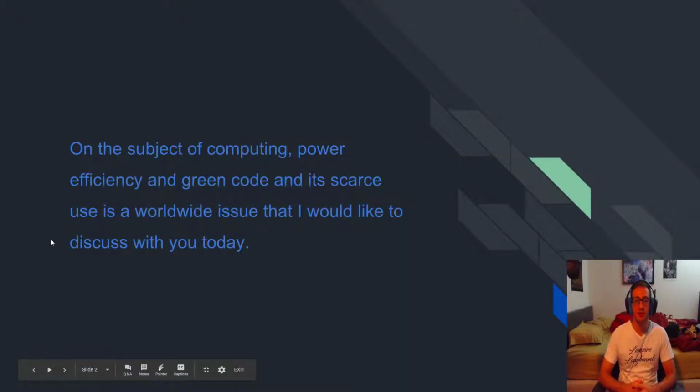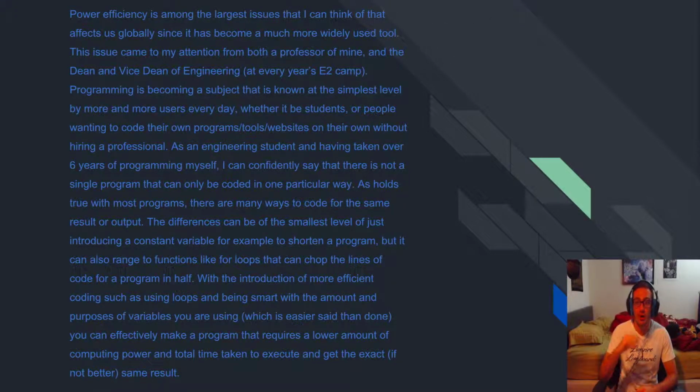Now, on the subject of computing, power efficiency and green code and its scarce use worldwide is an issue that I would like to discuss with you today. Power efficiency is among one of the largest issues that I can think of that affects us globally, since it has become a more widely used tool, and the tool that I'm discussing here is programming itself.